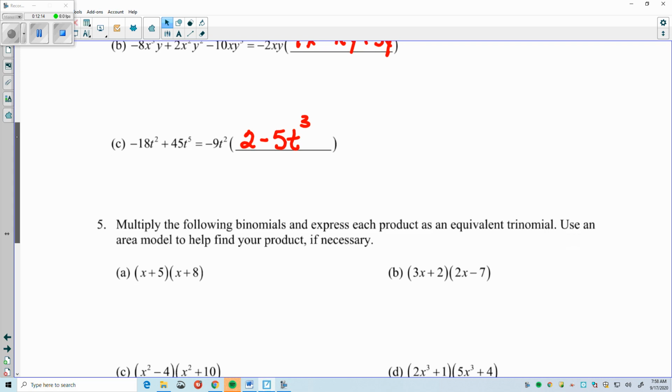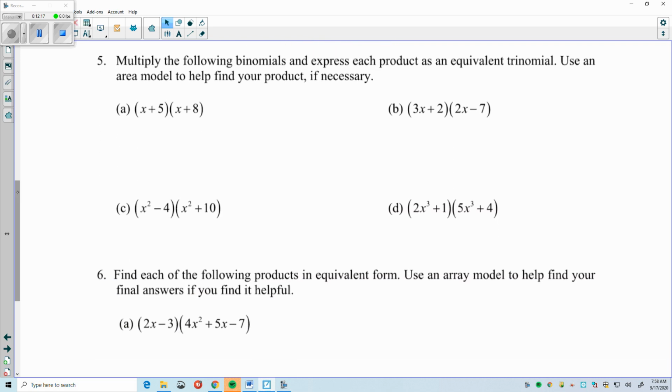Okay, moving on. So we're going to multiply the following binomials. Binomial just means 2 terms. So this is a binomial, this is a binomial. And we're going to express each product as an equivalent trinomial. A trinomial actually would be like this down here in number 6. There's 3 terms. So this is a binomial, this is a trinomial in number 6. Okay, and it says you can use an area model to help find your product if necessary. I'll show you what the area model is on A, I'll show you a different method on B, and then we'll try some other ones.